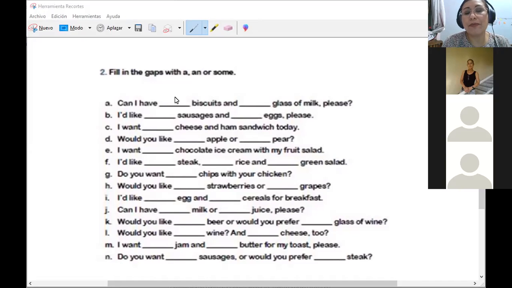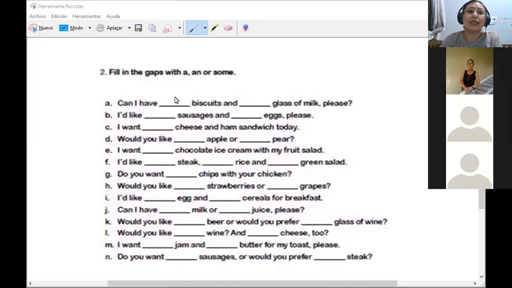So you have, can I have some biscuits and a glass of milk? ¿Por qué utilizo some? Porque biscuits, plural. Like in letter B, I say, I'd like some sausages and some eggs, please. En la letra B, ambos es some, porque sausages está plural y eggs también está plural.